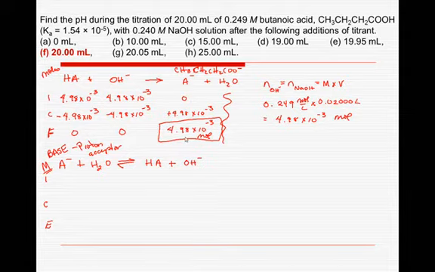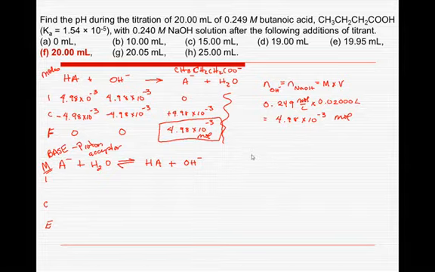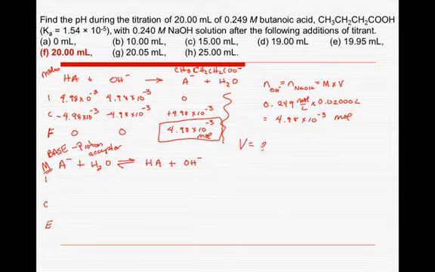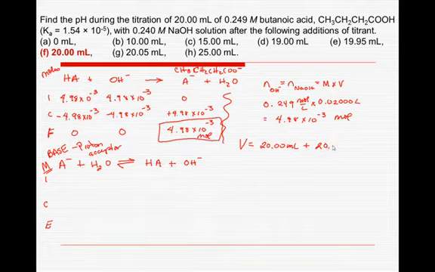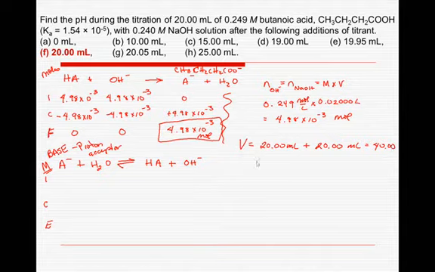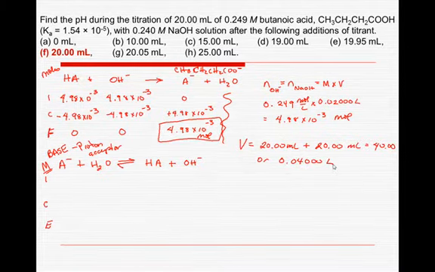Now I have to divide by the total volume to get that number, because it's the total volume in that solution that I'm trying to figure out the pH of, that total solution. So I know that the volume at this point is 20 milliliters for the acid and 20 milliliters for the base. So that's 40 milliliters, or 0.0400 liters. So that's the total volume.